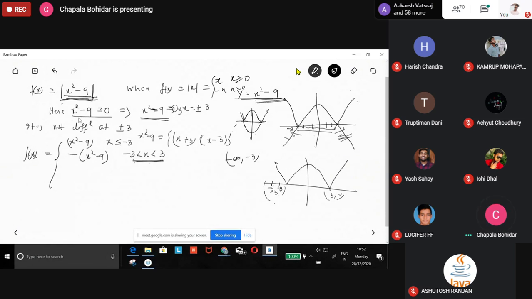Then, 3 to infinity. What are you getting? Functional value positive. Again, we write x square minus 9 when x is greater than equal to 3. All of you clear up to this point?